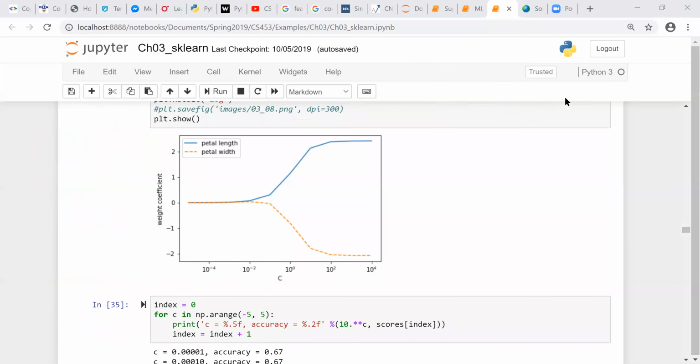And then let's take a look. Here it shows the diagram. This diagram shows the regularization parameter, and here is the weight coefficient. Regarding either petal length or petal width, you can see the weight change. For the blue one, petal length, the weight increases with the increasing C value. But for petal width, it's decreasing.